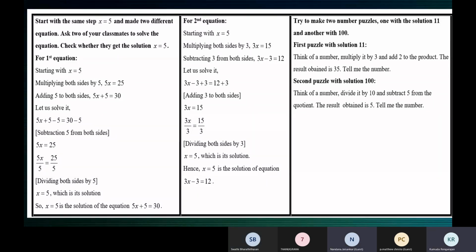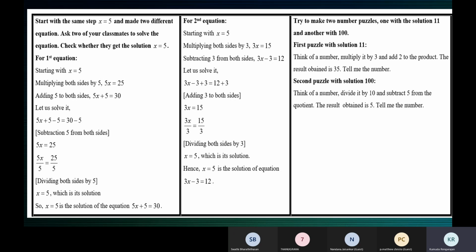So when you multiply 11 by 3, what do you get? 33. And when you add 2 to 33, you get 35. They've given you the solution is 11. They just want you to make a puzzle. So the puzzle with solution 11: you know the solution is 11, so simply multiply any number to it. Here it's 3, so you get 11 into 3, 33, and add 2 to it. So 33 plus 2, 35.